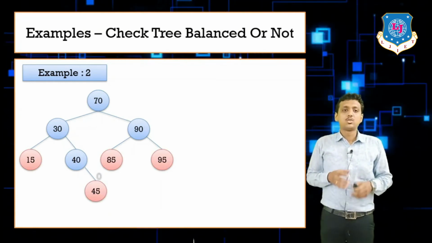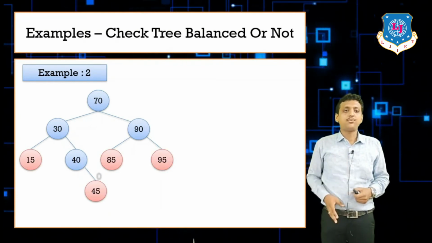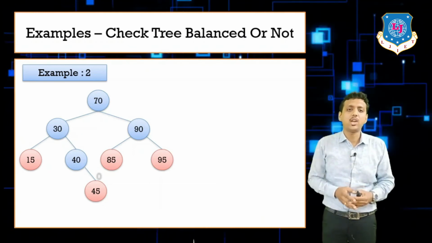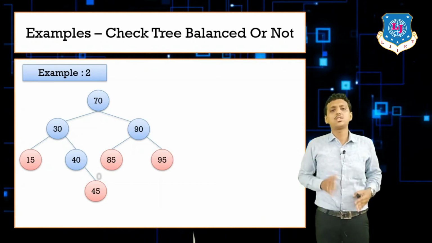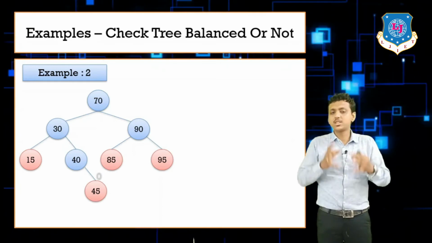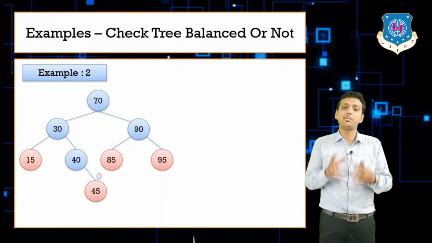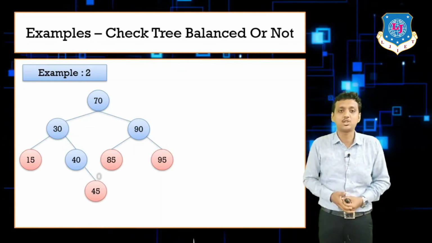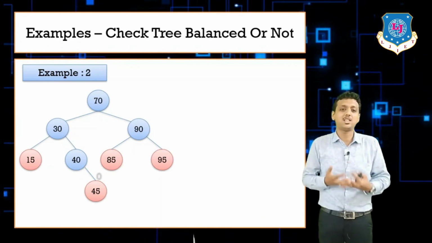So we have 15, 45, 85 and 95 with us. These four nodes are all leaf nodes. Students, a leaf node does not contain any child. That means there is no LST and RST for these nodes. So the height of the LST and RST becomes 0.